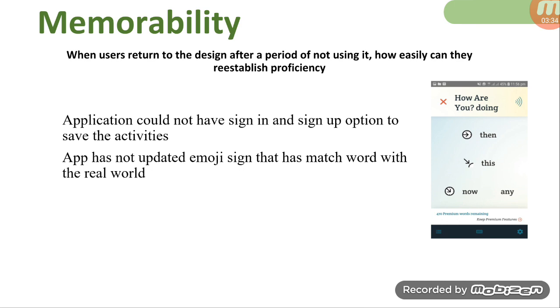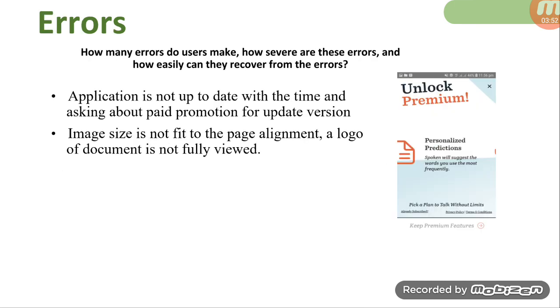Thirdly, memorability. The application does not have a sign in and sign up option to save the activities. The app has not updated emoji signs that match words with the real world. Errors. This application is not up to date with the time and asks about paid promotion for the updated version. Secondly, in this application, the image size does not fit the page alignment. The logo of this document is not fully viewed.